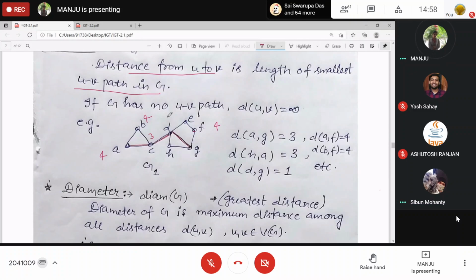D, and 2, right? It means every vertex is at most 2 steps away. In the range of 2, you can find every other vertex.